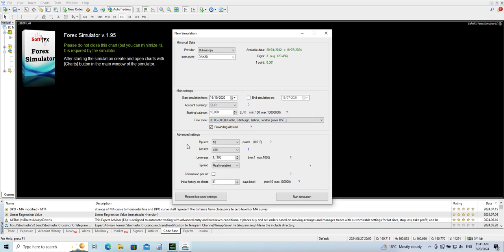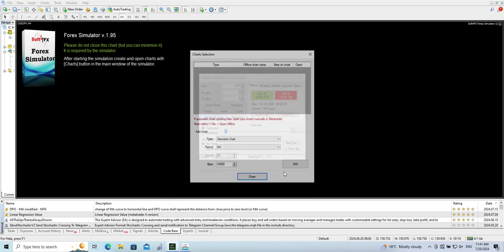So we'll pick this. No rewinding allowed, so just need to make sure we go quite slowly. Spread we'll do real variable. However, I don't really know what the spread is on Dukascopy or TrueFX. Yeah, we'll just leave it as it is. History in the chart, don't really need very much history. Commission per lot, it's probably only about €1 per lot. So we'll keep that on, so try and make it as realistic as possible. So that should sort us out and we'll start simulation.